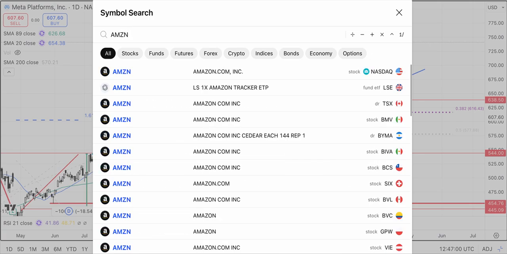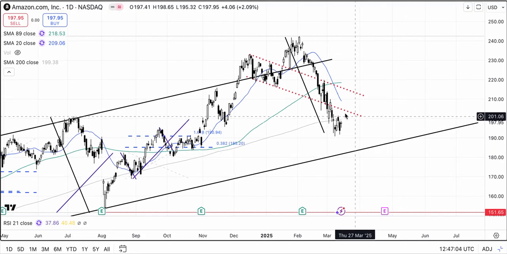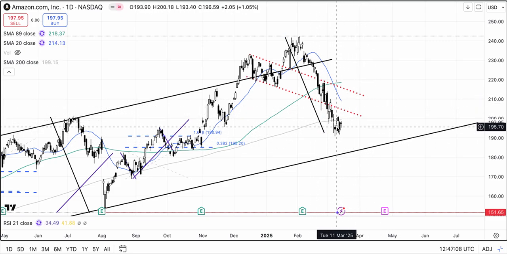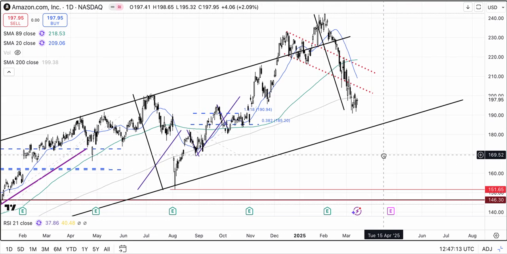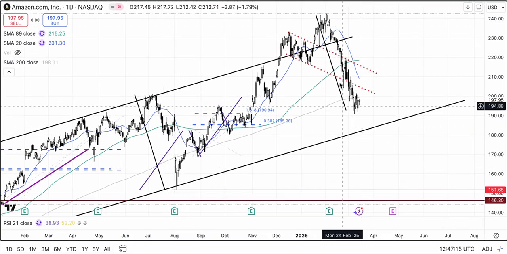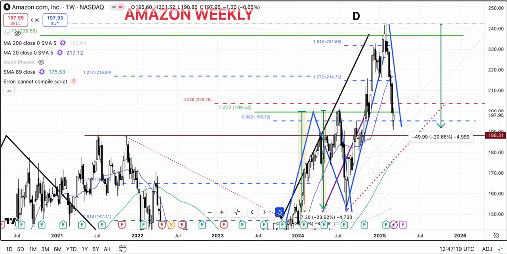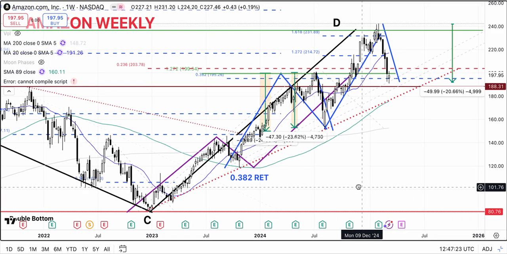Now let's take a look at Amazon. So Amazon, I think it's just really hovering around the 200-day moving average. It needs to get above that to have more strength. But from a symmetric move, it has done its move. Here we go. And now I don't have the ABCD here. I can only rely on that.